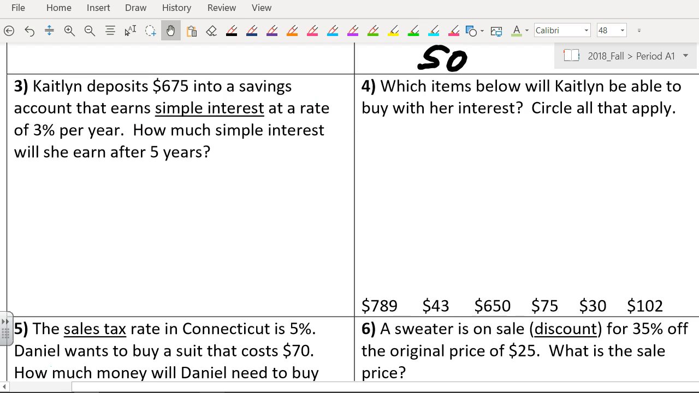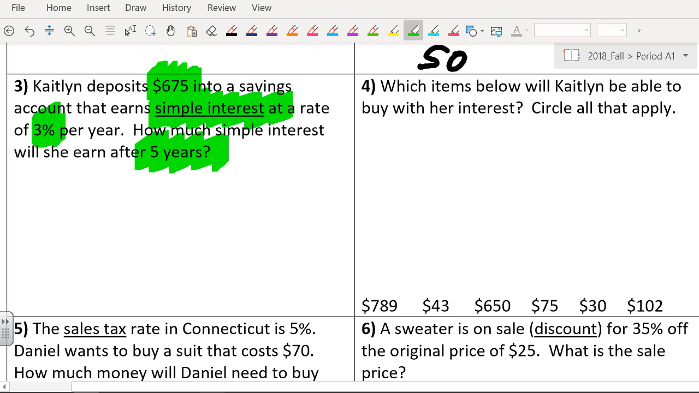Caitlin deposits 675. So we got our first number here. Good for Caitlin. Into a savings account. And we already did simple interest. That was our homework yesterday. At a rate of 3% and 5 years. Who thinks they can do this one?